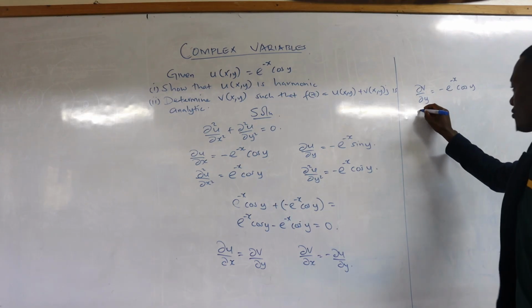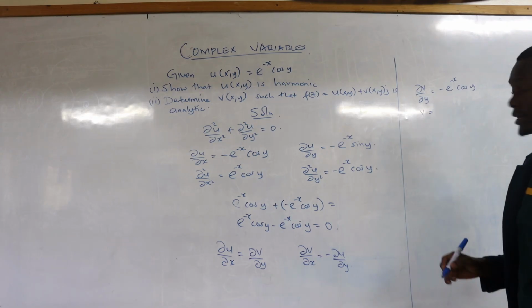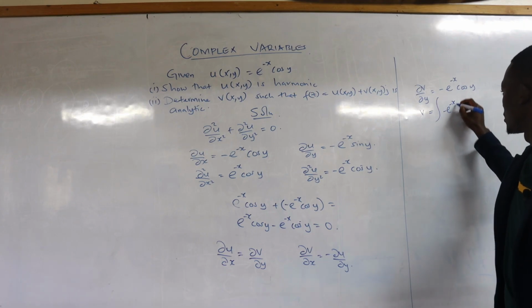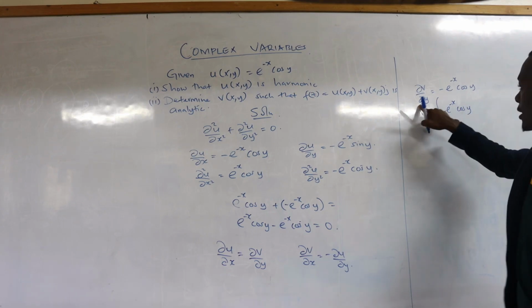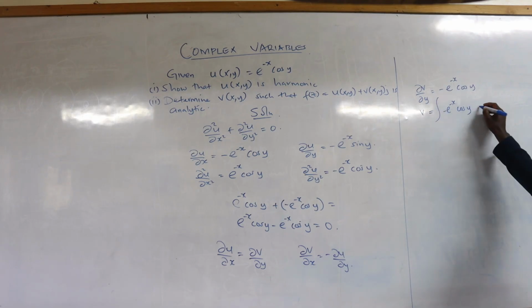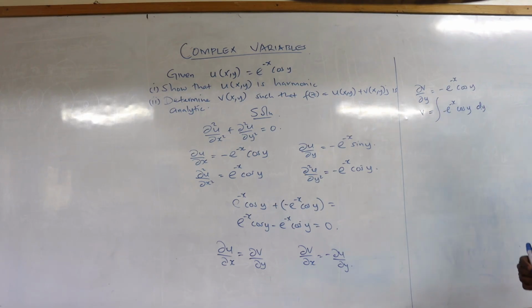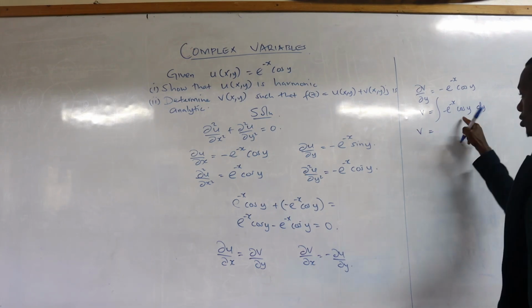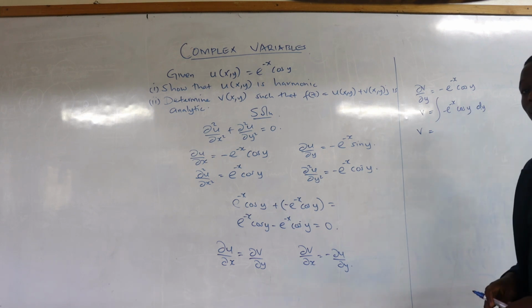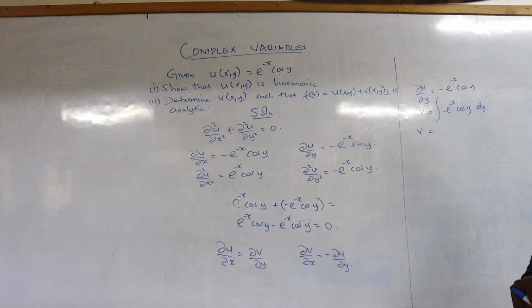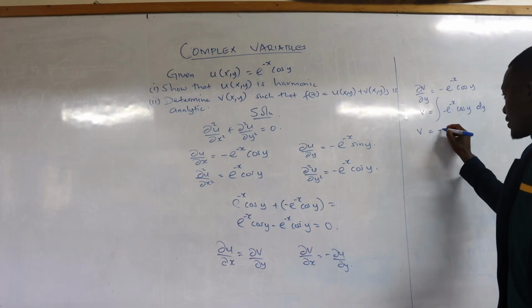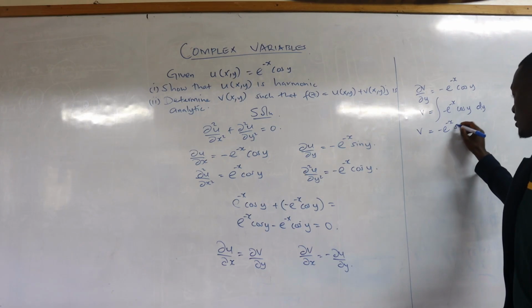So for us to get our v, now integrate cosine of y, but now what is in terms of the derivative is dy. Are you together? So your v will be given by, when you integrate cos you get sine. Integrating cos gives you a sine. So you just have negative e^(-x) sine of y.